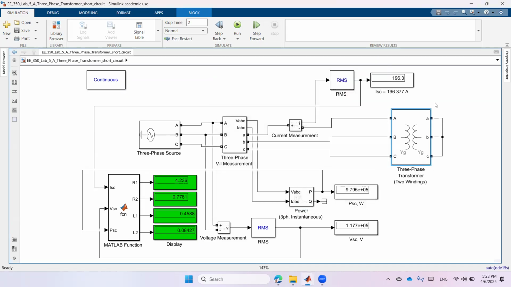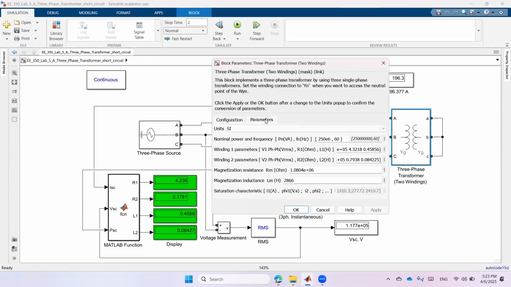For a short circuit test, you know that we need to short circuit the secondary side. So the secondary side of the transformer is short circuited and the primary side is connected to the supply. The condition of a short circuit test is that you need to apply a voltage so that the current in the primary side will not exceed the rated current. How do we calculate the rated current? In this case, it's 196.377 amperes.